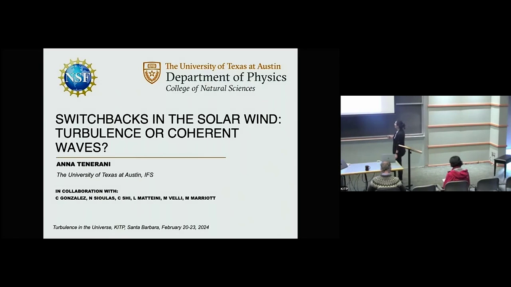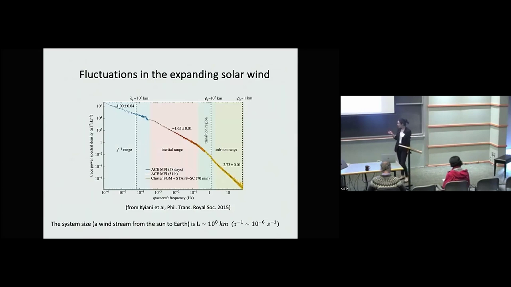Let's get started. I think it's the third time today we have seen this beautiful plot that shows the spectrum of magnetic field fluctuations as a function of frequency. And in the previous two talks, we have been focusing on scales close to the proton intrinsic scales, kinetic scales. In this talk, I'm going to focus on the MHD range of scales.